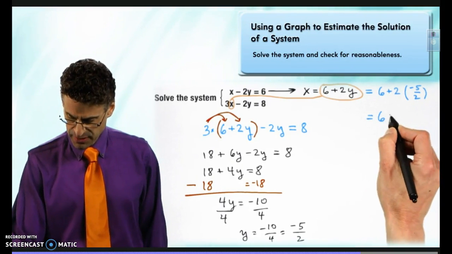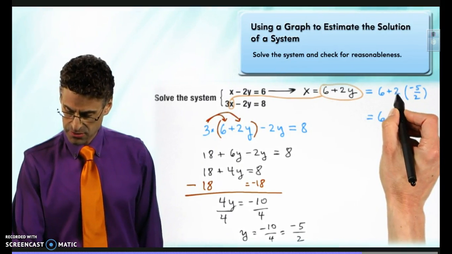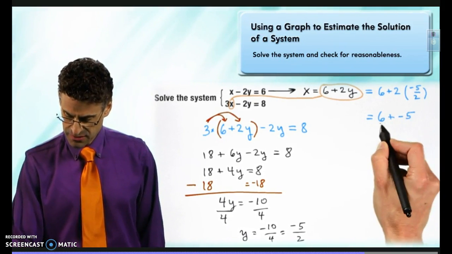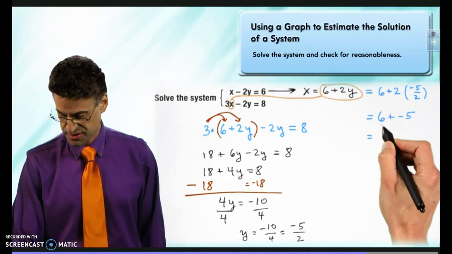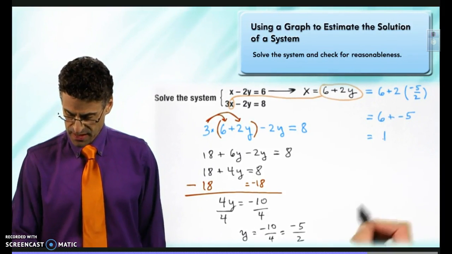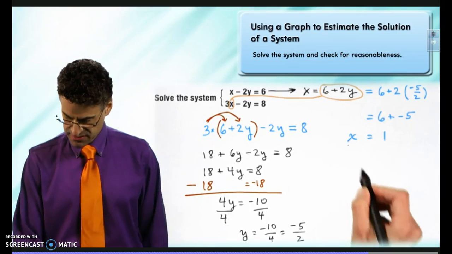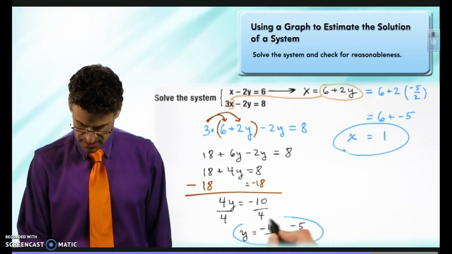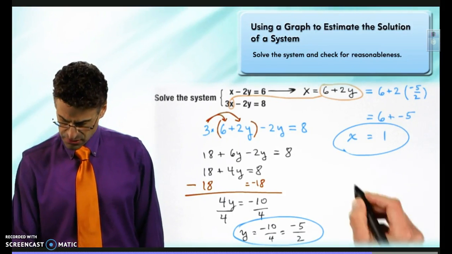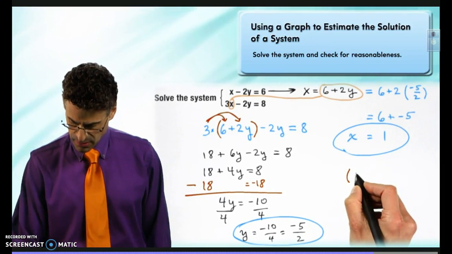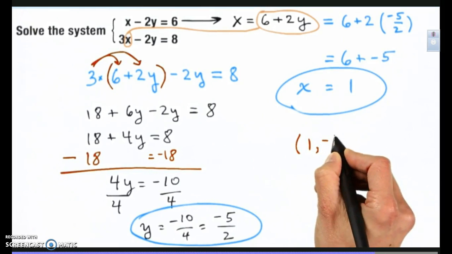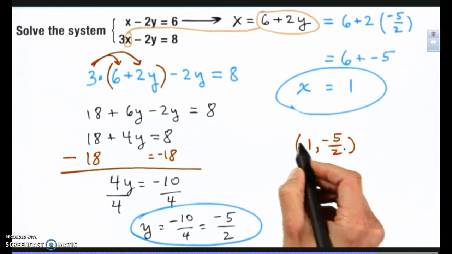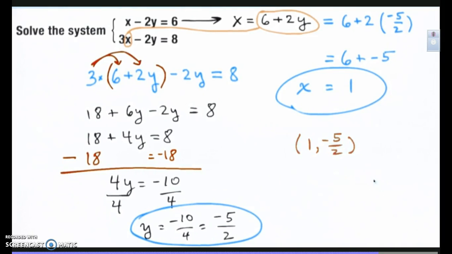This is 6 plus, well, if you simplify, see there's a 2, the top 2 on the bottom, we simplify, this becomes negative 5, and so 6 plus negative 5 equals 6 minus 5, which is 1, and so that equals x. And so I see what x equals, I see what y equals, and so I see that the solution, which I can write as x comma y, is 1 comma negative 5 halves. And so that's the solution that we found to this system.